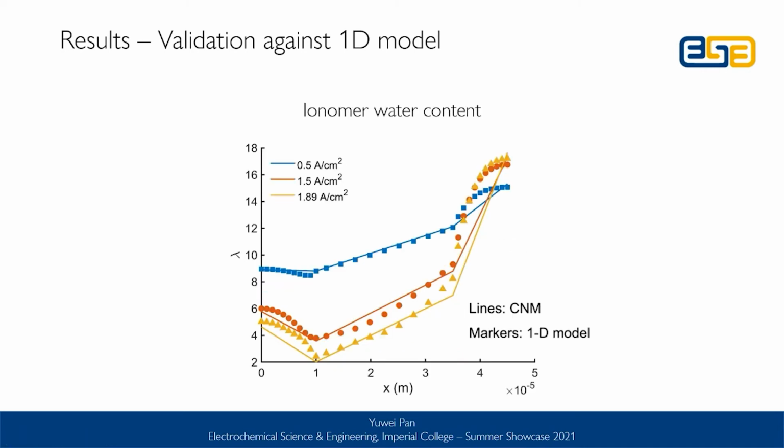This figure shows the ionomer water content. Although it seems that the error is higher on the cathode side, actually the smaller error at the anode and membrane boundary has a larger impact on the overall simulation results.